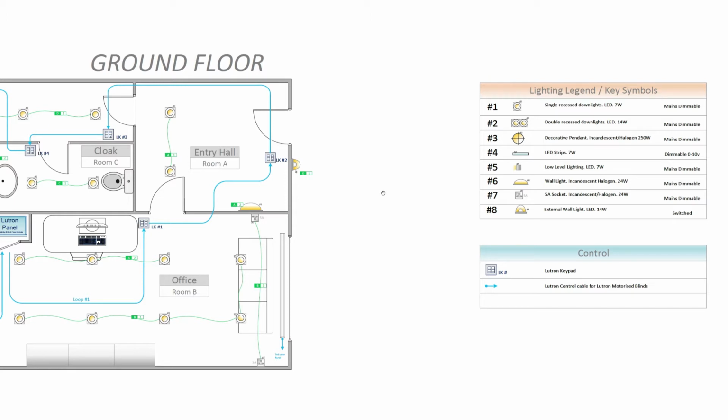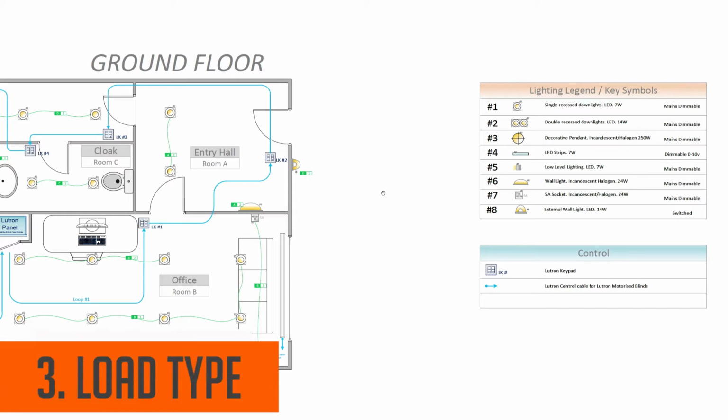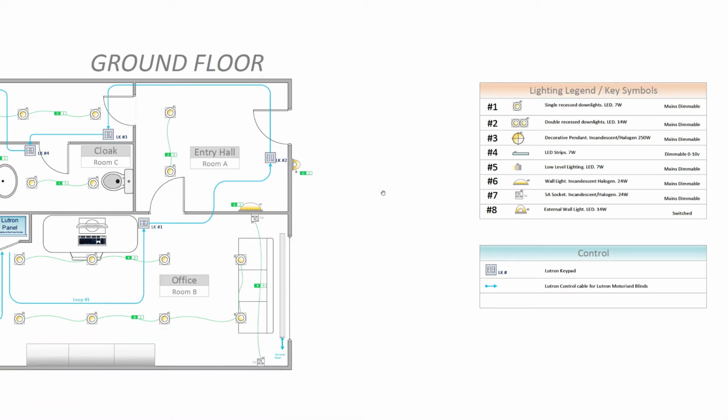The load type will give you the information on how a lighting circuit is controlled. And by control, I mean, is the circuit switched, which means that the circuit will be either on or off, or is the circuit dimmable? And if it is dimmable, what dimming method is it using? So for example, is it mains dimmable, or is it using a 0 to 10 volt dimming signal? And this will allow you to create and program those circuits correctly.